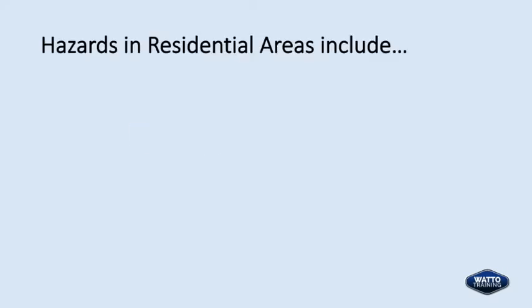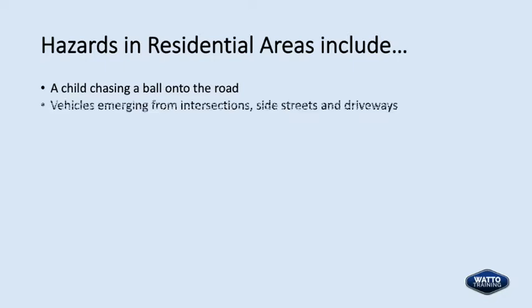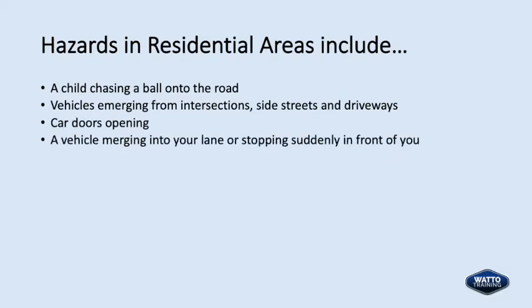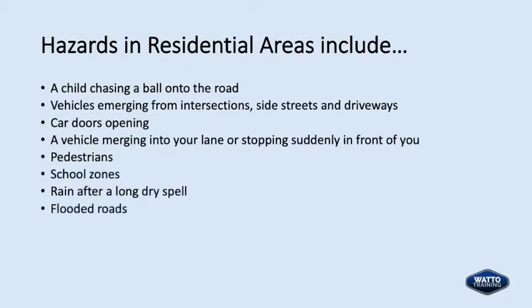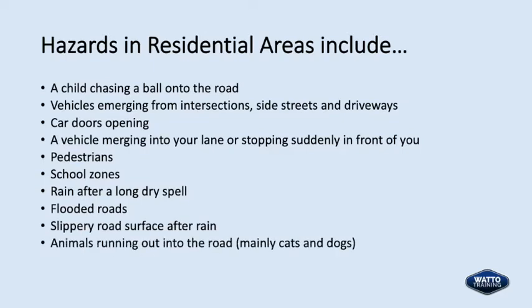Examples of hazards. Hazards in residential areas include a child chasing a ball onto the road, vehicles emerging from intersections, side streets, and driveways, car doors opening, a vehicle merging into your lane or stopping suddenly in front of you, pedestrians, school zones, rain after a long dry spell, flooded roads, slippery road surface after rain, animals running out into the road, mainly cats and dogs, cyclists and motorcyclists.